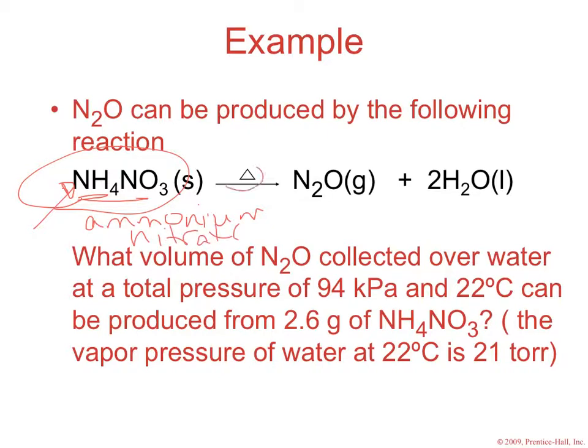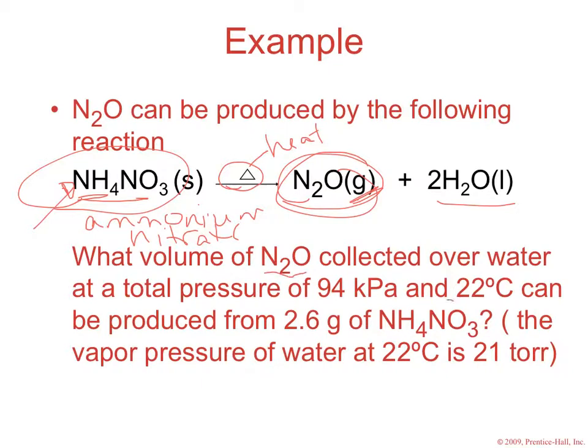And we're going to heat it. This little triangle for chemists means heat. And it's going to decompose to give us, I'm hoping you can name this, dinitrogen monoxide and water. Dinitrogen monoxide is a gas, you can see from the G symbol, and we would like to collect it. And so the question says, what volume of dinitrogen monoxide collected over water?